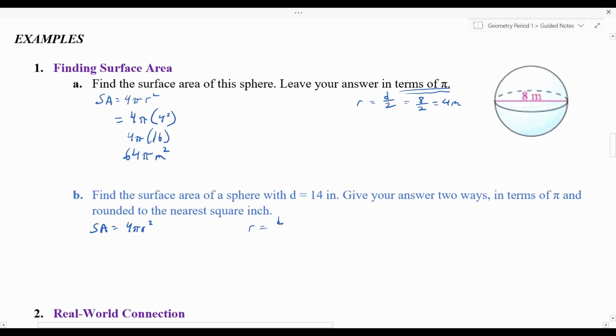Radius equals d divided by 2, which is 14 divided by 2, which is 7, and that is 7 inches. Then we take that r and plug it into our equation. We have 4 pi times 7 squared. And 7 squared is 49, so we're going to have 4 pi times 49. When we multiply those together, we get 196 pi, and the units are in inches.